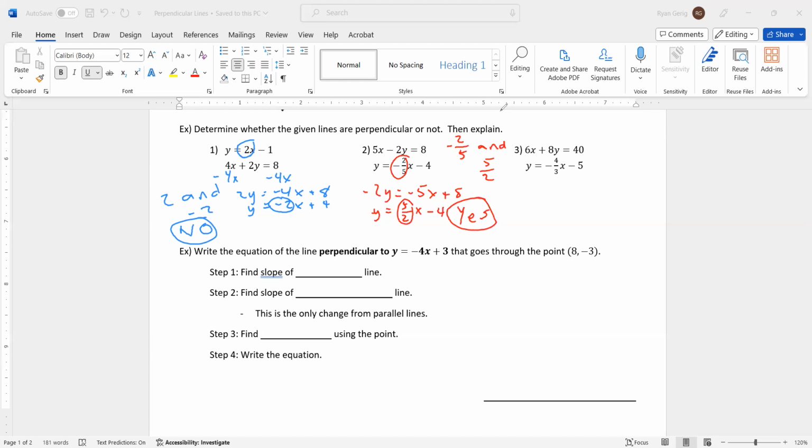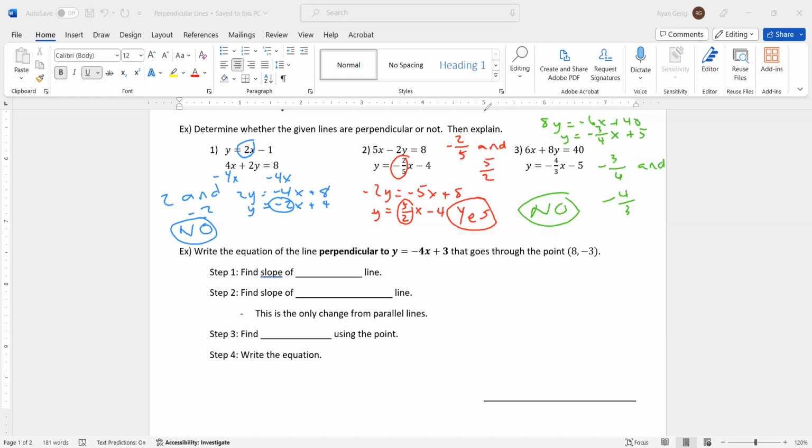Last one, subtract 6x, I get 8y equals negative 6x plus 40, divide by 8. Negative 6 divided by 8 is negative 3 over 4 if I reduce it. 40 divided by 8 is 5. So the slopes are negative 3/4 and negative 4/3. Are these perpendicular? Well, they are reciprocals of each other. However, they're both negative. So if they're both negative, they are not perpendicular.